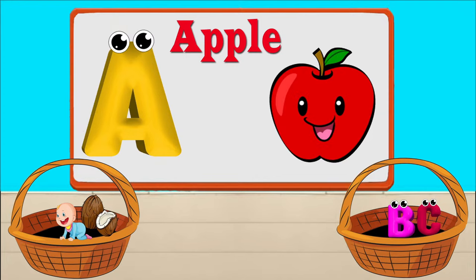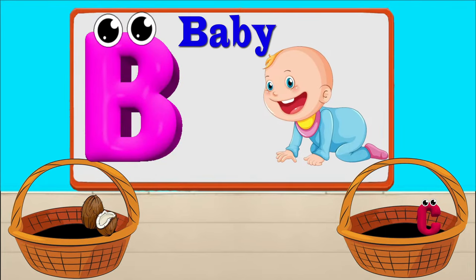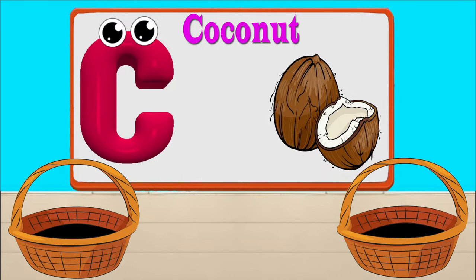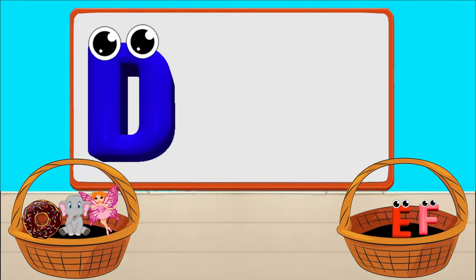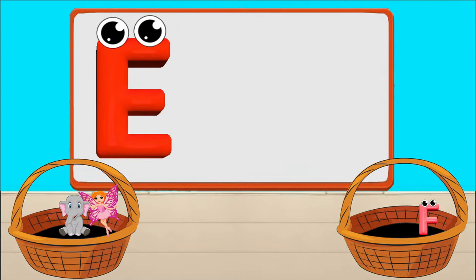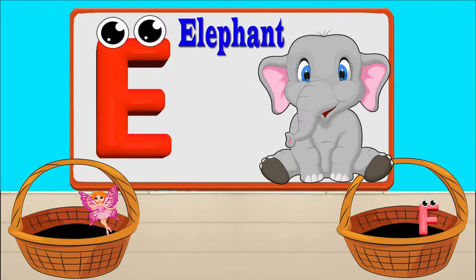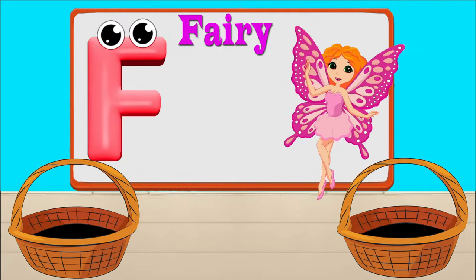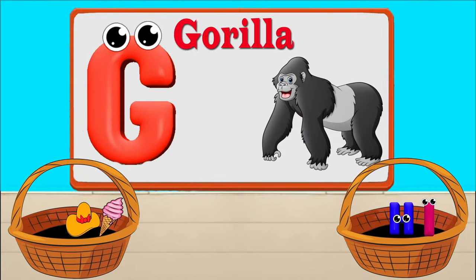A is for apple. B is for baby. C is for coconut. D is for donut. E is for elephant. F is for fairy. G is for gorilla.